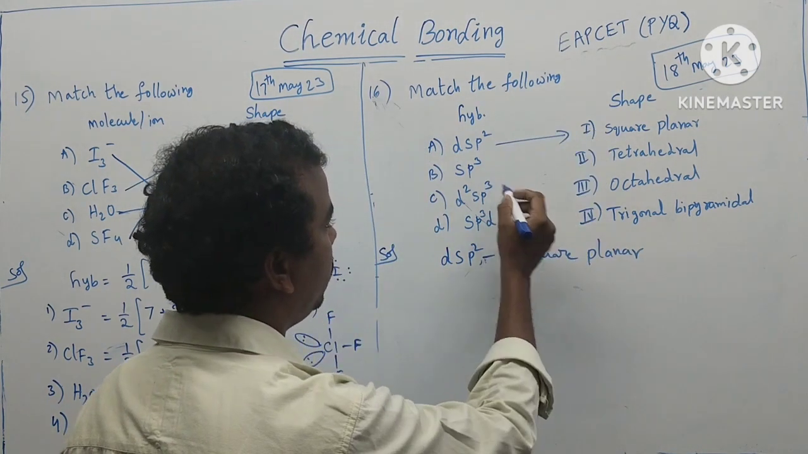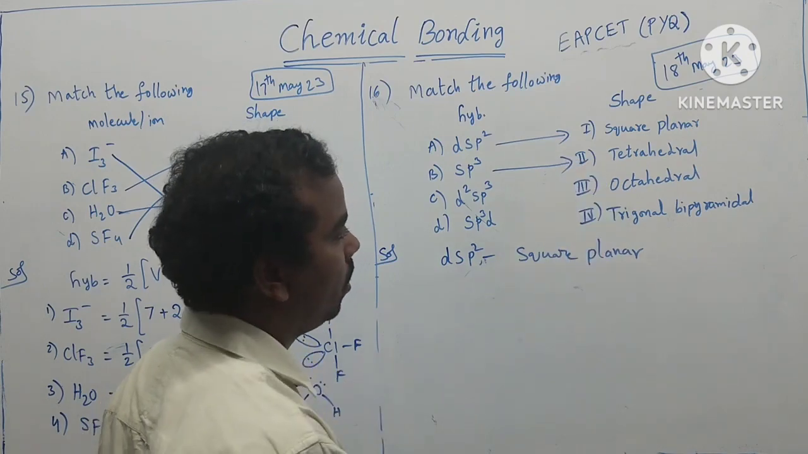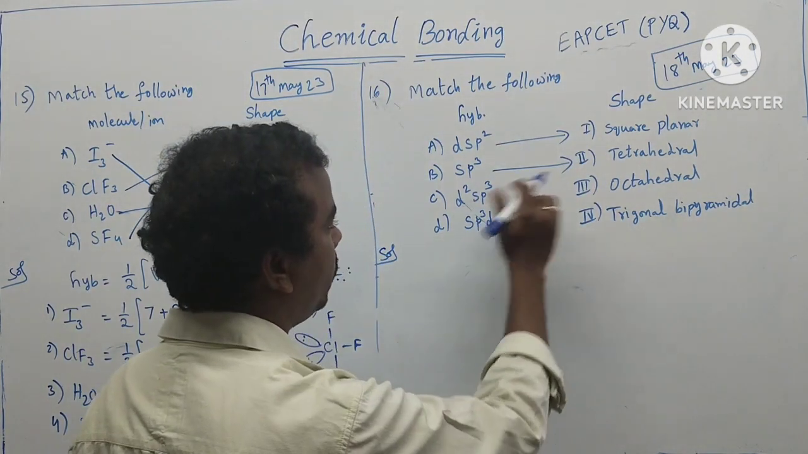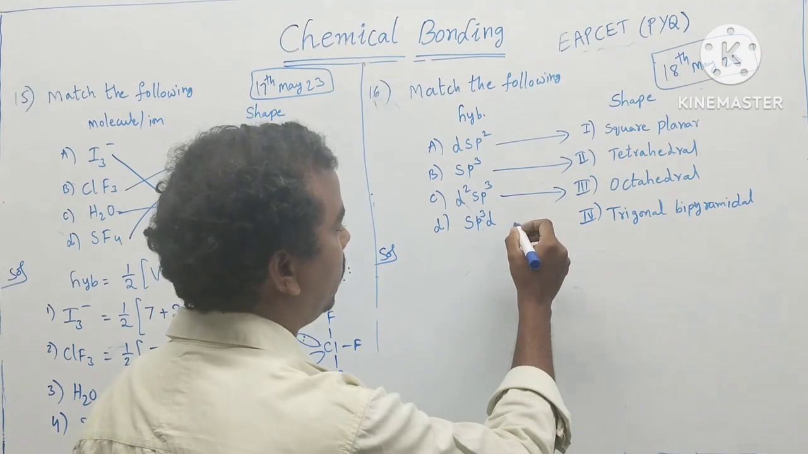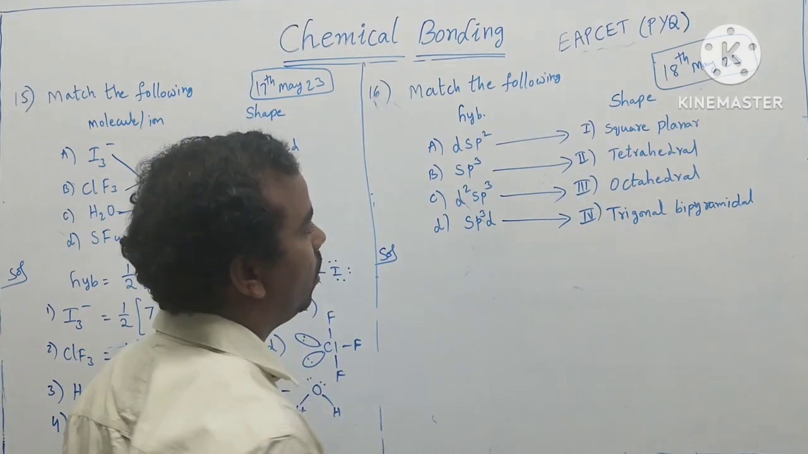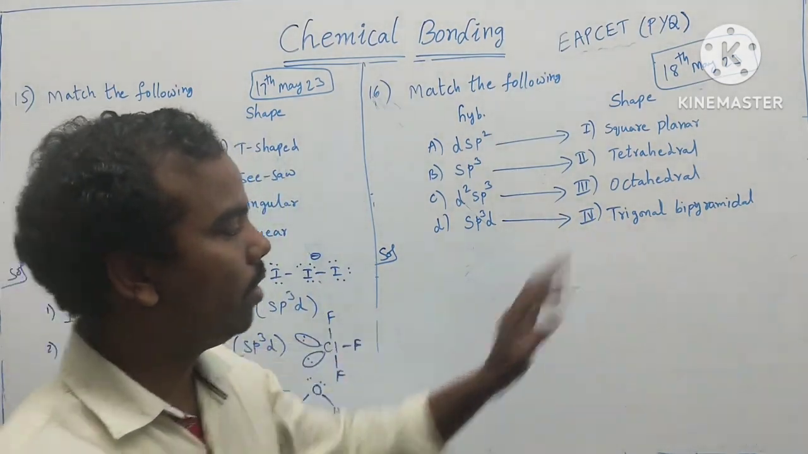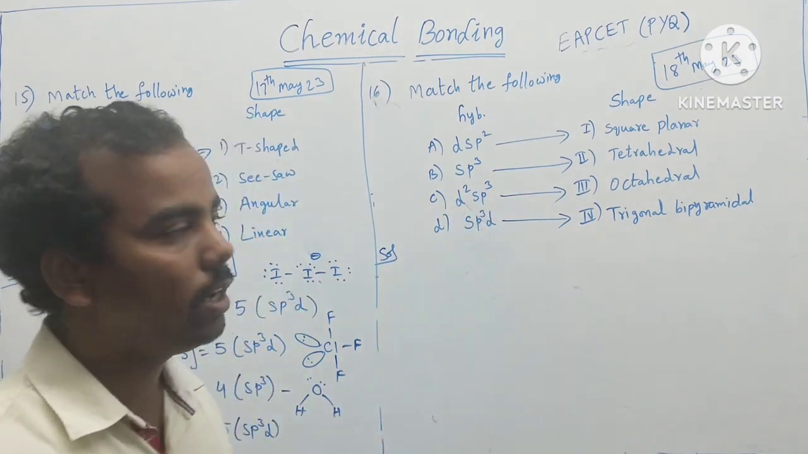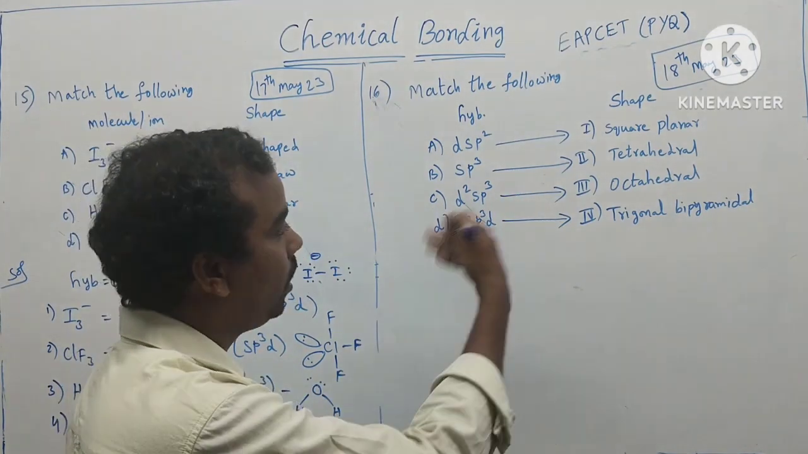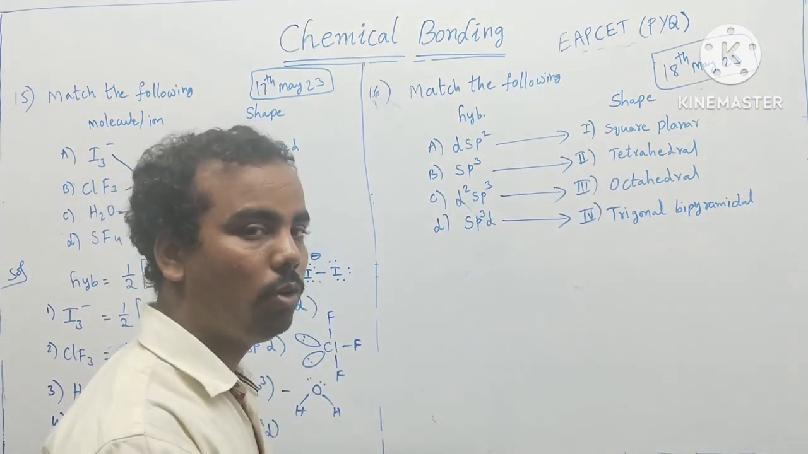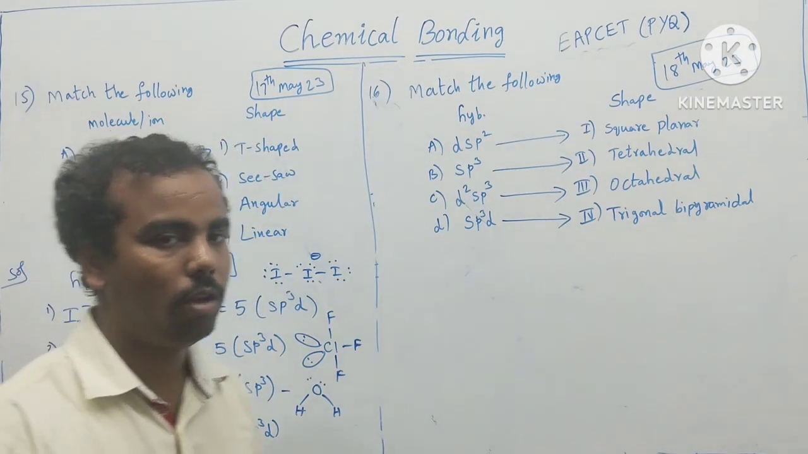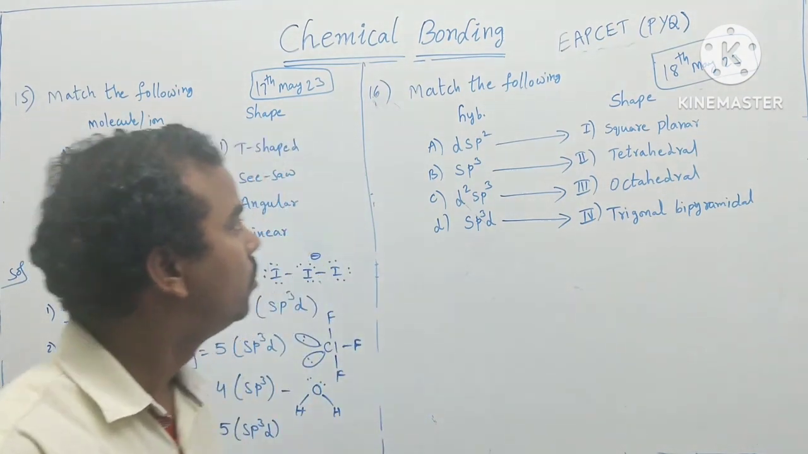So next, sp3 hybridization means tetrahedral. sp3d2 hybridization means octahedral. sp3d hybridization means trigonal bipyramidal. So it is a direct bit. If sp3 hybridization is tetrahedral, sp2 is trigonal planar, sp means linear.